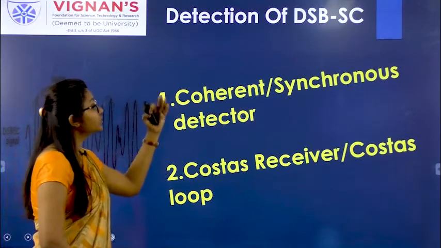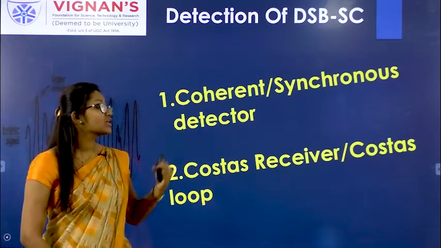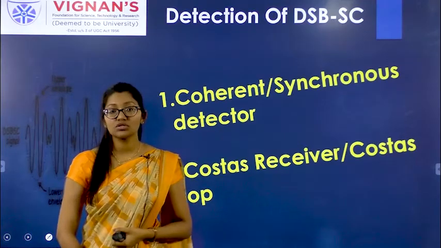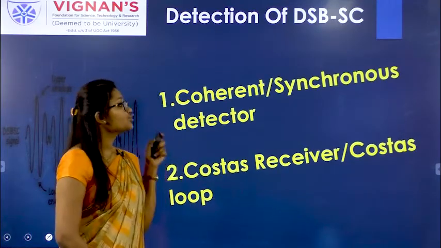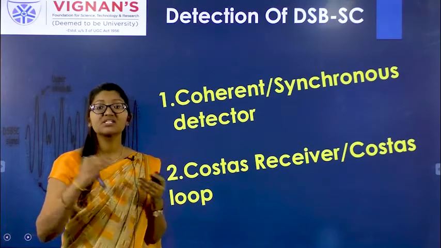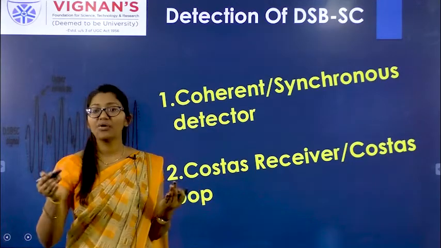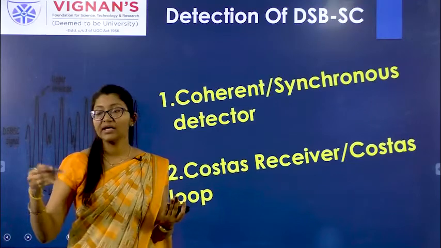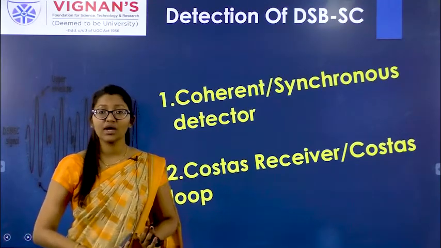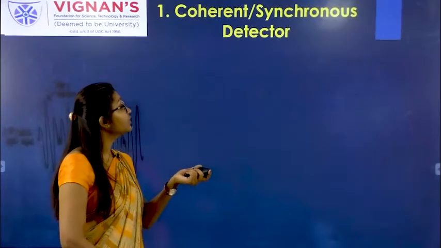So two detection techniques. One is coherent or synchronous detector, and second one was Costas receiver or Costas loop. So these two techniques are used for demodulating your signal, means detecting the signal. As you are giving a message signal, after modulation you have got some other value. Again at the receiver side you have to get your signal back, right? Our original signal has to come back. So for that we have detection techniques. So let's see one by one.